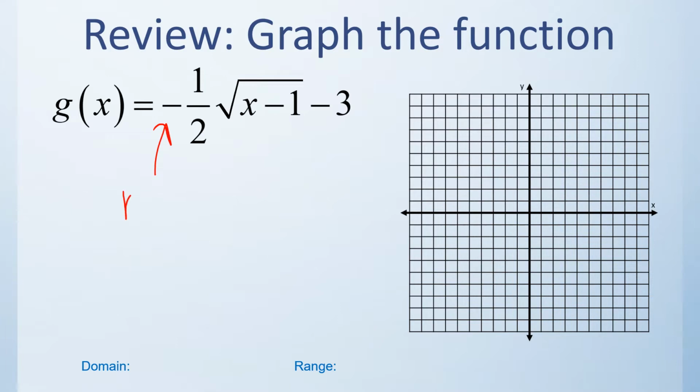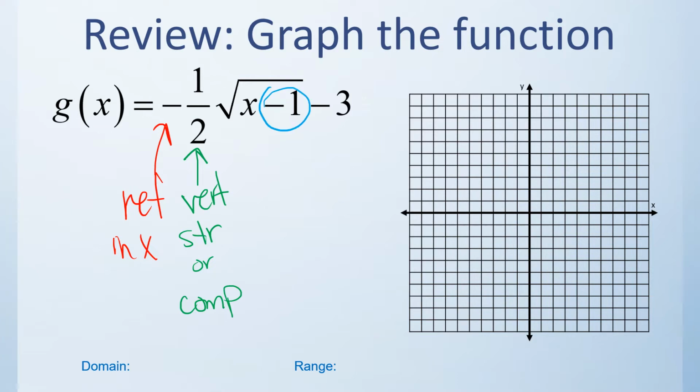A negative in front of the function is a reflection in the x-axis. The value in front of the function shows me a vertical stretch or compression. The value being added or subtracted within the function, whether it be a square root, a squared, that's going to be your horizontal shift. Remember that this is the opposite. So if it says -1, that means right one.